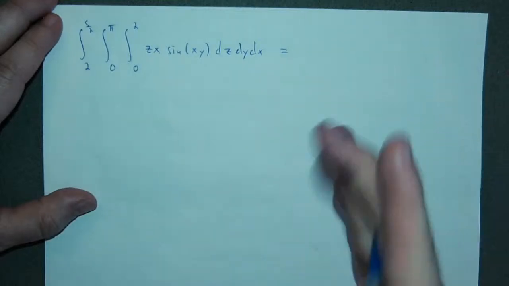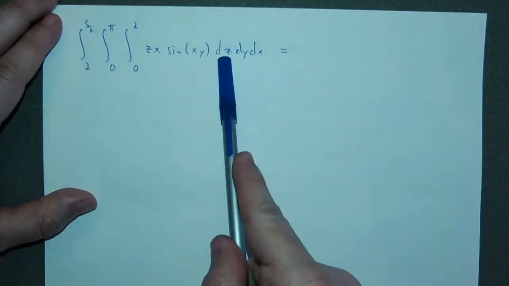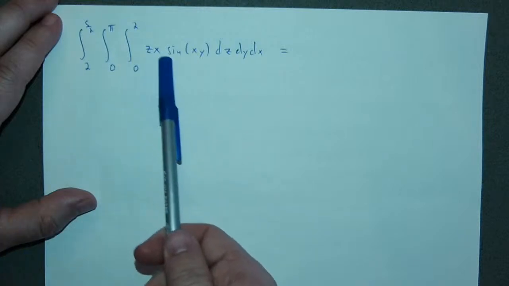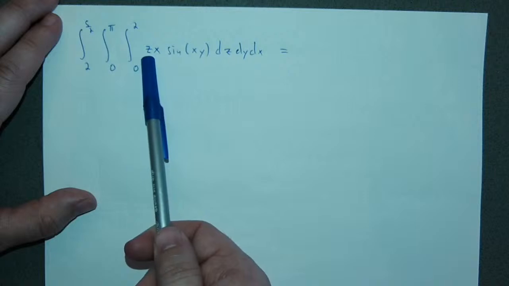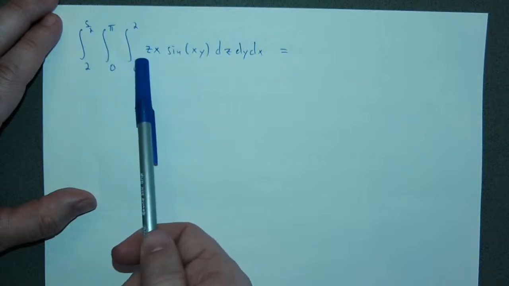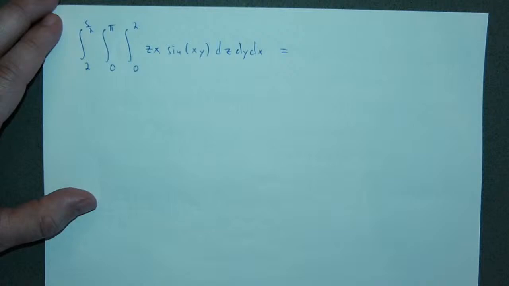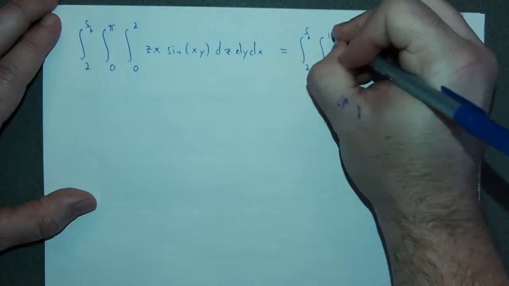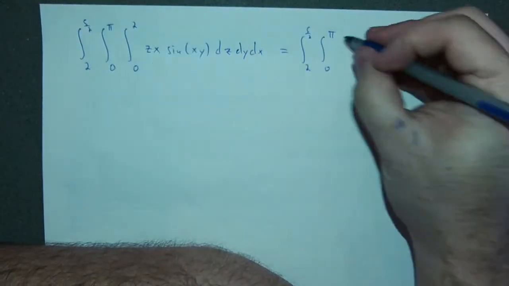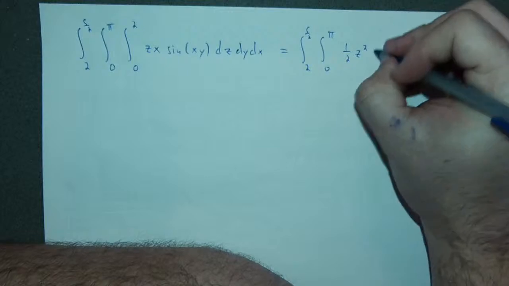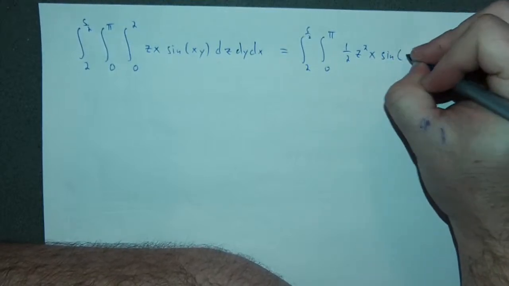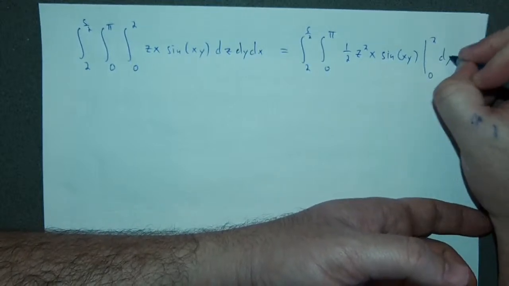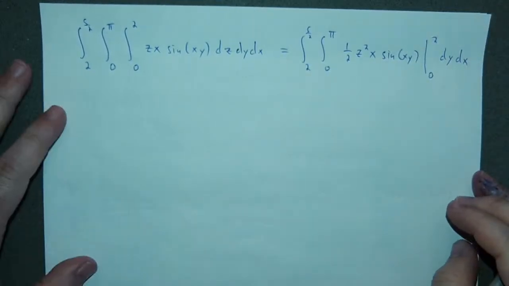So we do this just like we did for double integrals. When I do the integral with respect to z, I treat both y and x as constants. Everything that shows up here is a constant except the z. So with respect to z, I'm integrating z times a big constant dz. So this is the integral from 2 to 5/2, the integral from 0 to pi, and this inner integral with respect to z is 1/2 z squared times x times sine of xy evaluated from 0 to 2 dy dx.